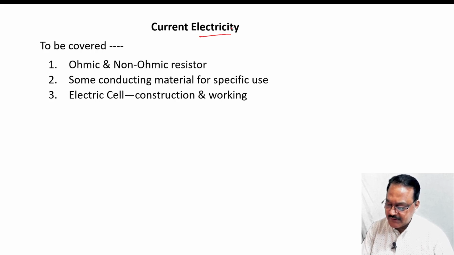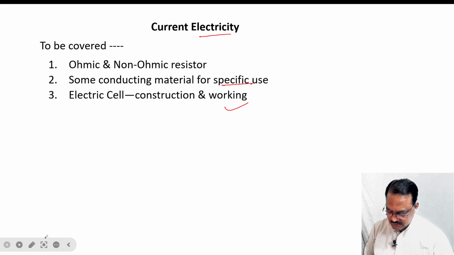And what we'll cover here? We'll cover ohmic and non-ohmic resistor, then some conducting material for specific use. We'll see one by one. And at last, we'll come to know about the electric cell, its construction and working of it. Fine. Let us move one by one.